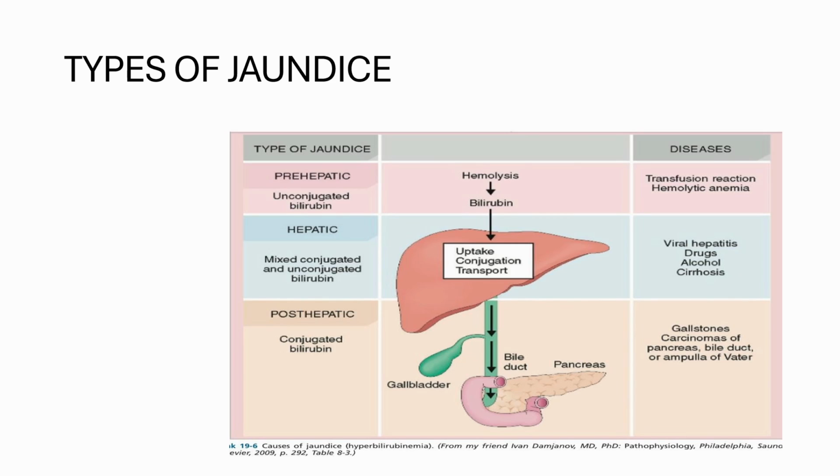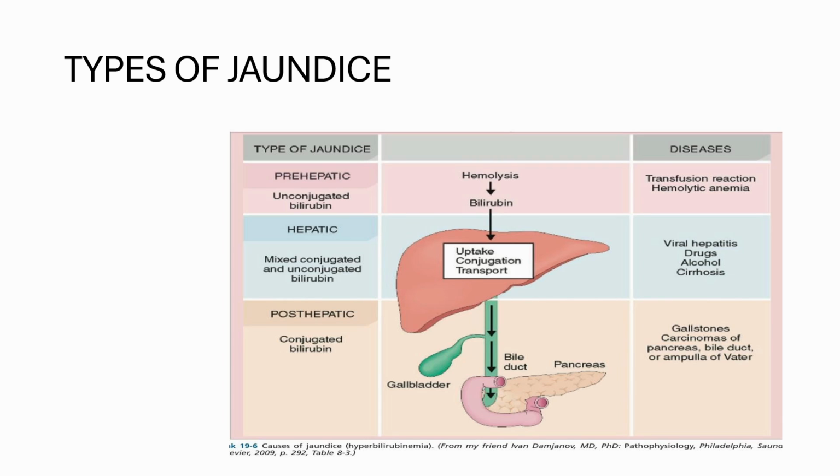Everyone. Earlier we talked about bilirubin metabolism. Today we are going to talk about jaundice and its types and how we are going to evaluate jaundice. We can classify jaundice as prehepatic jaundice, hepatic jaundice, as well as posthepatic jaundice. So prehepatic is in the blood system. So prior to the production of bilirubin, if there is any problem, it is going to be prehepatic.